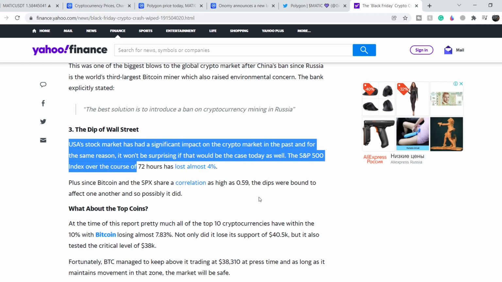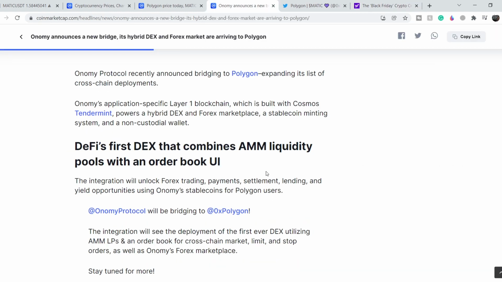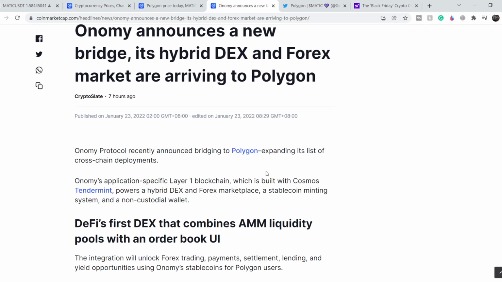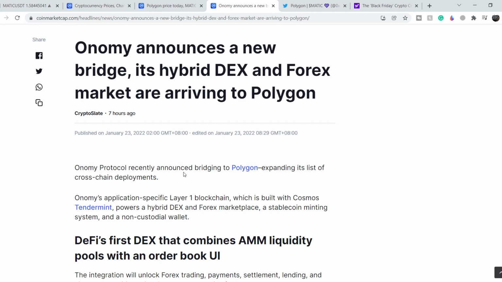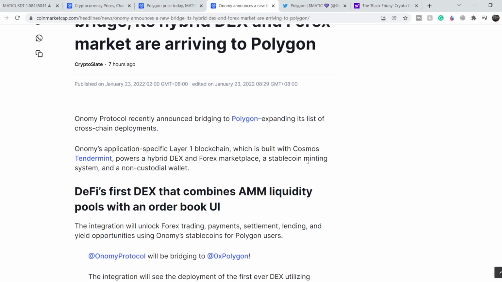But let's continue with the Polygon news. All in all, it is a very good fundamental network that is still developing its partnerships, and that has a huge potential. So, on coinmarketcap.com we have this article that was published from CryptoSlate website, and it was published 7 hours ago, and it says, Anomi announces a new bridge, its hybrid DEX and Forex market are arriving to Polygon. Definitely it is good news, but overall it doesn't affect the price of Polygon at all, because of the total sentiment of the market.